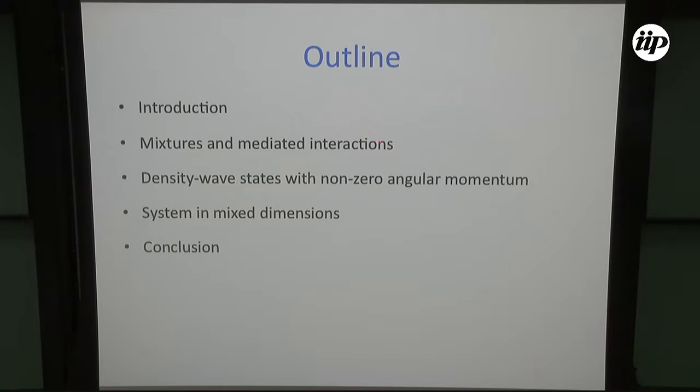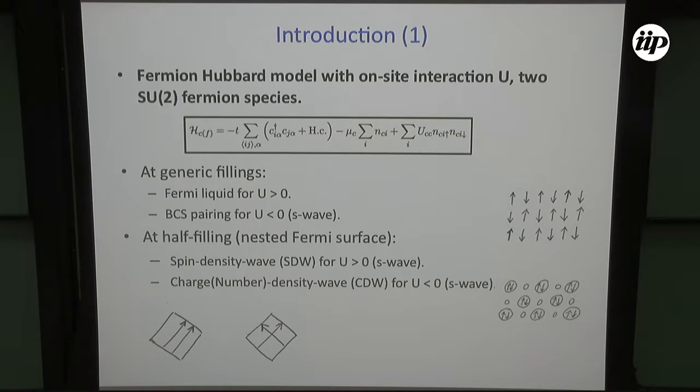Okay, the outline. I will first introduce the main motivation and the key questions that we are addressing, then talk about the actual system, which will be mixtures of fermions. I'll focus on two specific systems. One is how to create density wave states with non-zero angular momentum, and the other is mixtures of components that live in different dimensions.